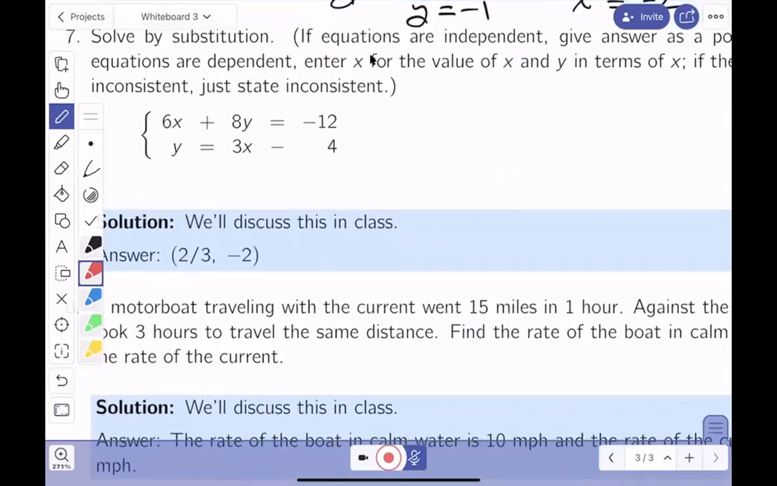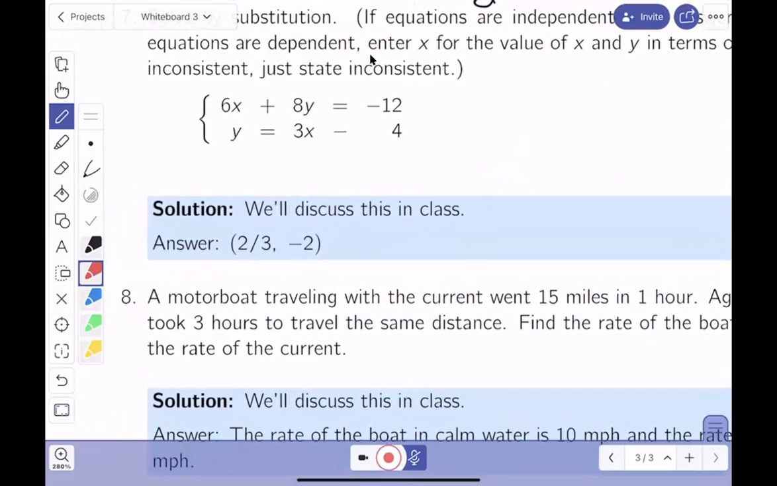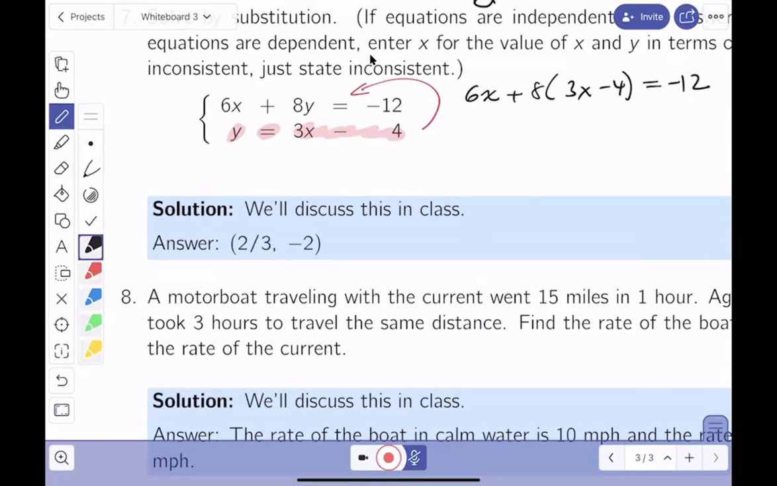Let's do number 7. Really same story. What are you doing? Substitution method. Well, immediately what I notice is over here is that this second equation is already solved for y. It says what y is. What I'm going to do is take this and plug it in up here. And let's see what happens. 6x plus 8y, and y is going to be 3x minus 4 is equal to -12. I'm just plugging it in. What do you get? 6x plus 24x minus 32 equals -12.